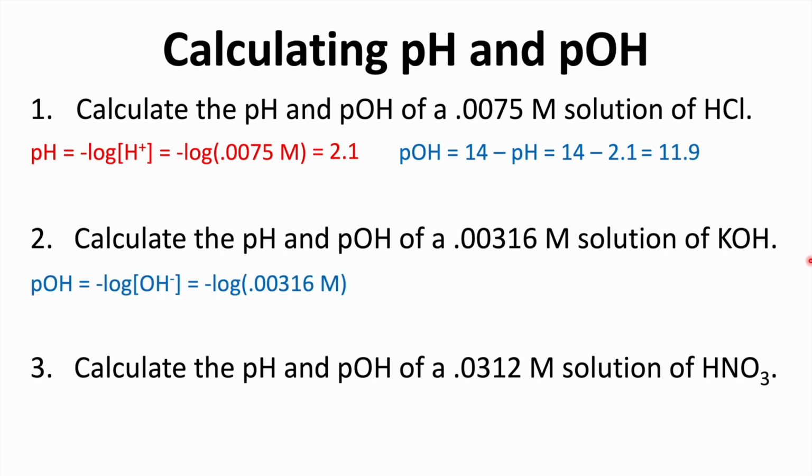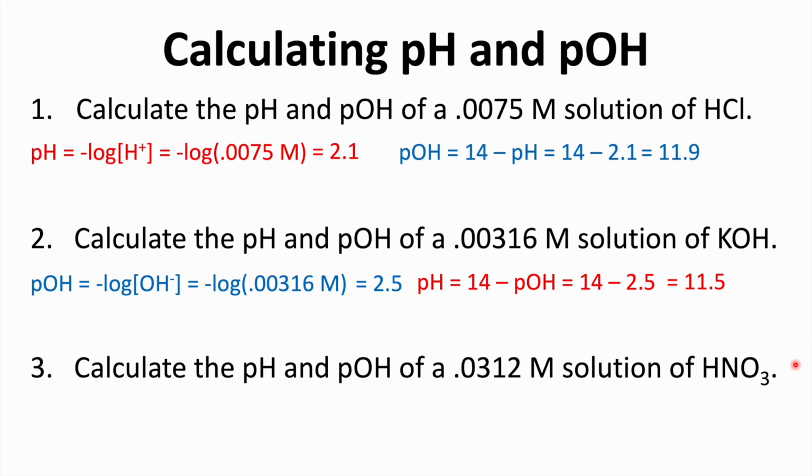Because pOH is just the negative log of our hydroxide ion concentration, which in this case would be the negative log of 0.00316, which comes out to a pOH of 2.5. To find pH, we're going to use the same process that we used to find pOH in the previous problem. pH is going to be equal to 14 minus pOH. So 14 minus 2.5 comes to a pH of 11.5, which should make sense because high pHs correspond to basic solutions, and we know potassium hydroxide is a base.